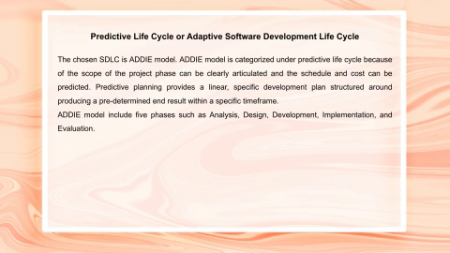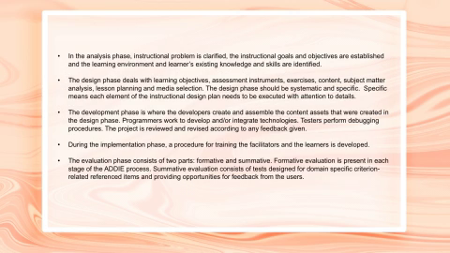Predictive planning provides a linear and specific development, as we can see in the ADDIE phases. It includes 5 phases: analysis, design, development, implementation, and evaluation. In the analysis phase, the instructional problem is clarified. The instructional goals and objectives are established, and the learning environment and learners' existing knowledge and skills are identified.